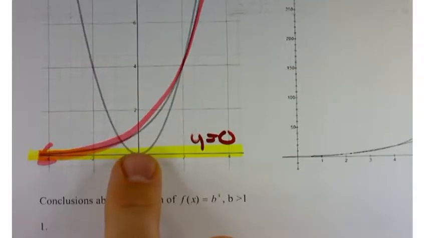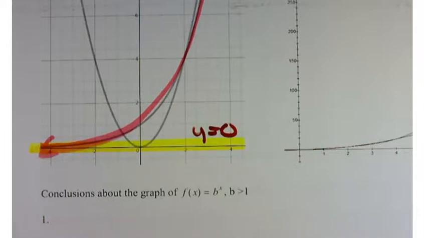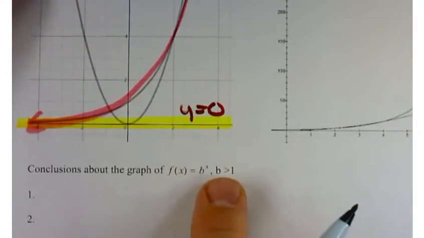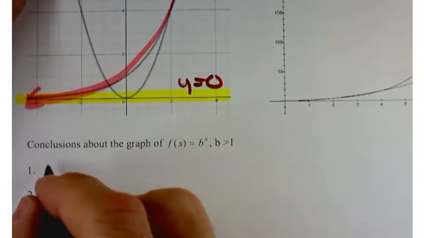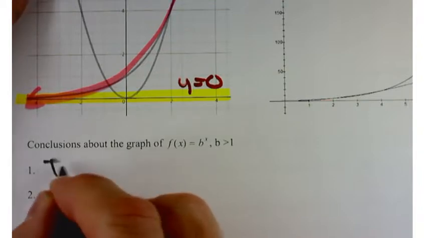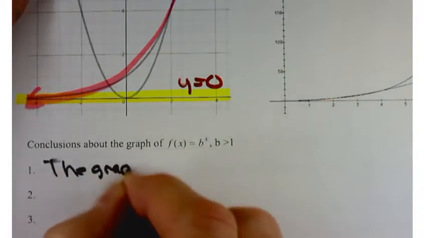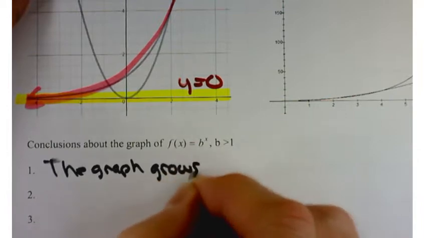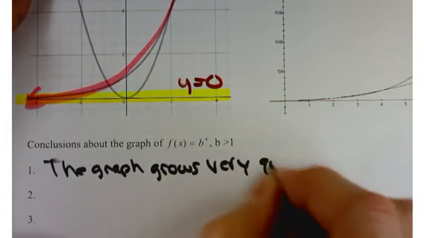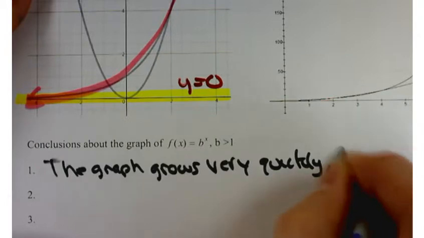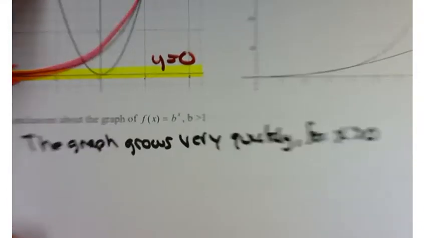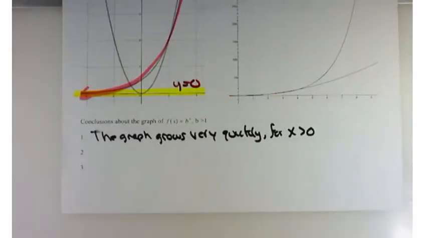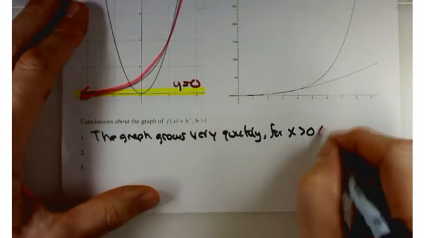There's a couple features that I want you to know about the graph of an exponential. Assuming that b is greater than 1, one of the things is that the graph grows very quickly for x greater than 0. It takes off exponentially. And we say that it's an increasing graph.